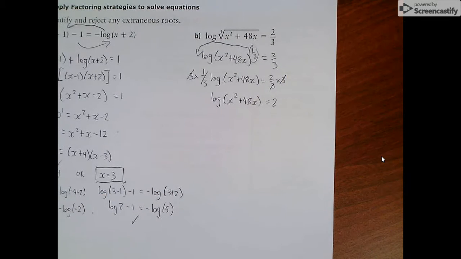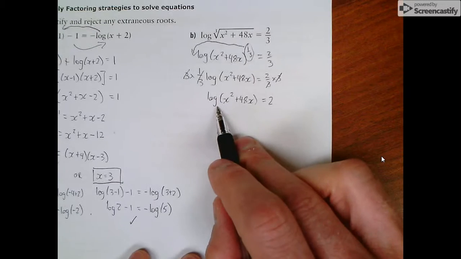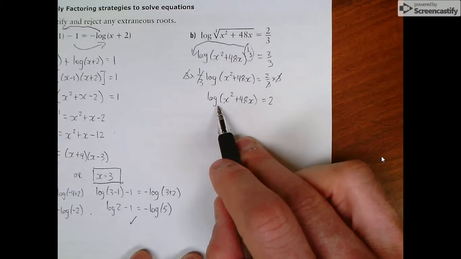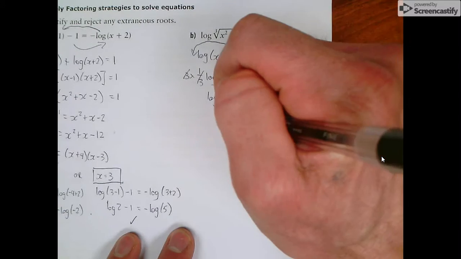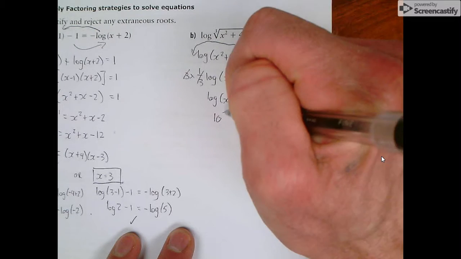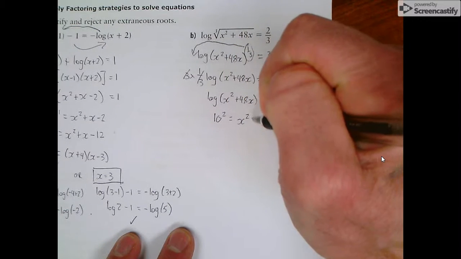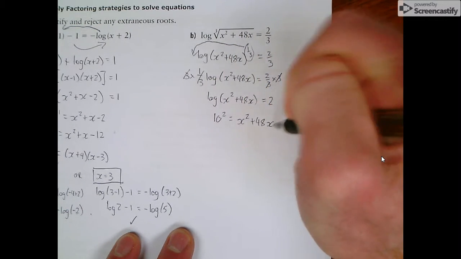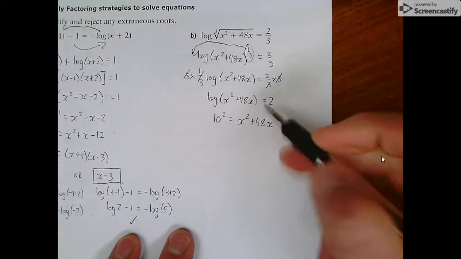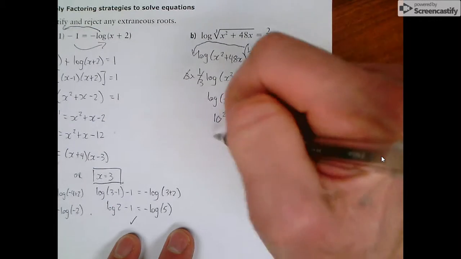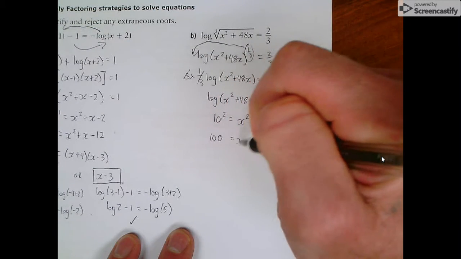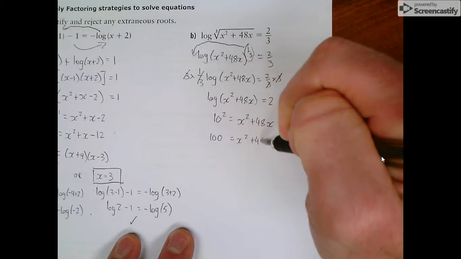Now I can just apply the definition of a logarithm. Remember, this is base 10. Since none is specified, it's a common logarithm. So this is the same thing as 10 to the power of 2 is equal to x squared plus 48x. And now work out what the 10 squared is. I get 100. It's equal to x squared plus 48x.